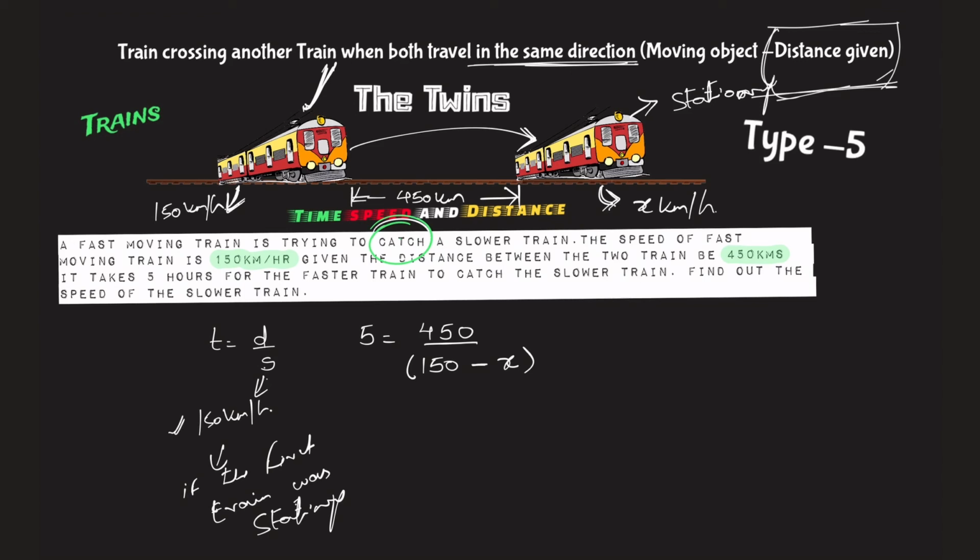And if you just want to know it the simple way, for two trains traveling in the same direction, you always subtract the speed. Okay, because you are thinking of the speed of this train relative to the speed of this.